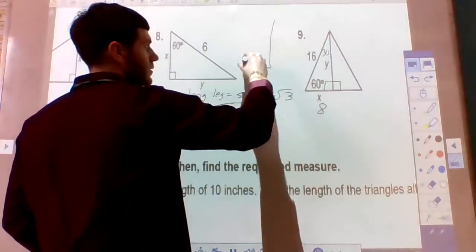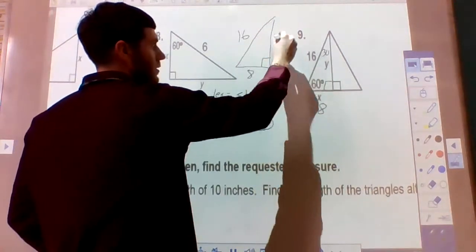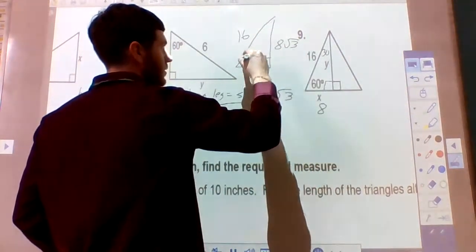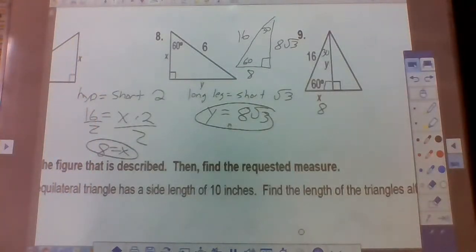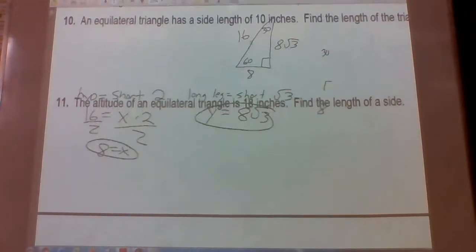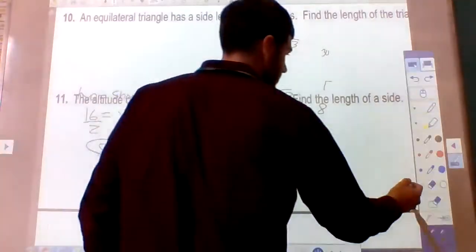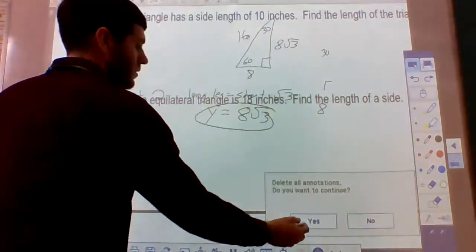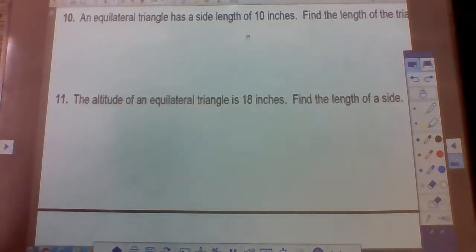So our triangle here is 16, 8, 8 square root of 3. Here's our 60, here's our 30. Problems 10 and 11 talk about the altitude of an equilateral triangle. Well, actually, I don't know what 11 says, since I haven't read 11 yet, but it does talk about the altitude.